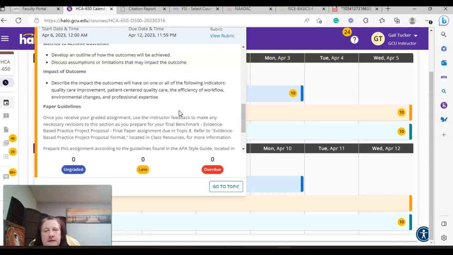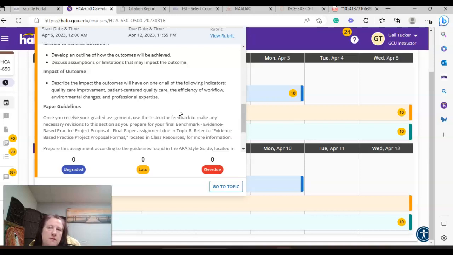Then let's go back, and the impact of the outcome. So describe the impact the outcomes will have on one or all of the following indicators. So quality of care. And I tell everybody, when you do a project in healthcare, you're almost always patient-centered. Everything you do is patient-centered. So even if it's something having to do with the staff, you're increasing staff satisfaction or turnover or anything like that, it still comes down to you're affecting the patient, right? The patient and their families is what we work for.